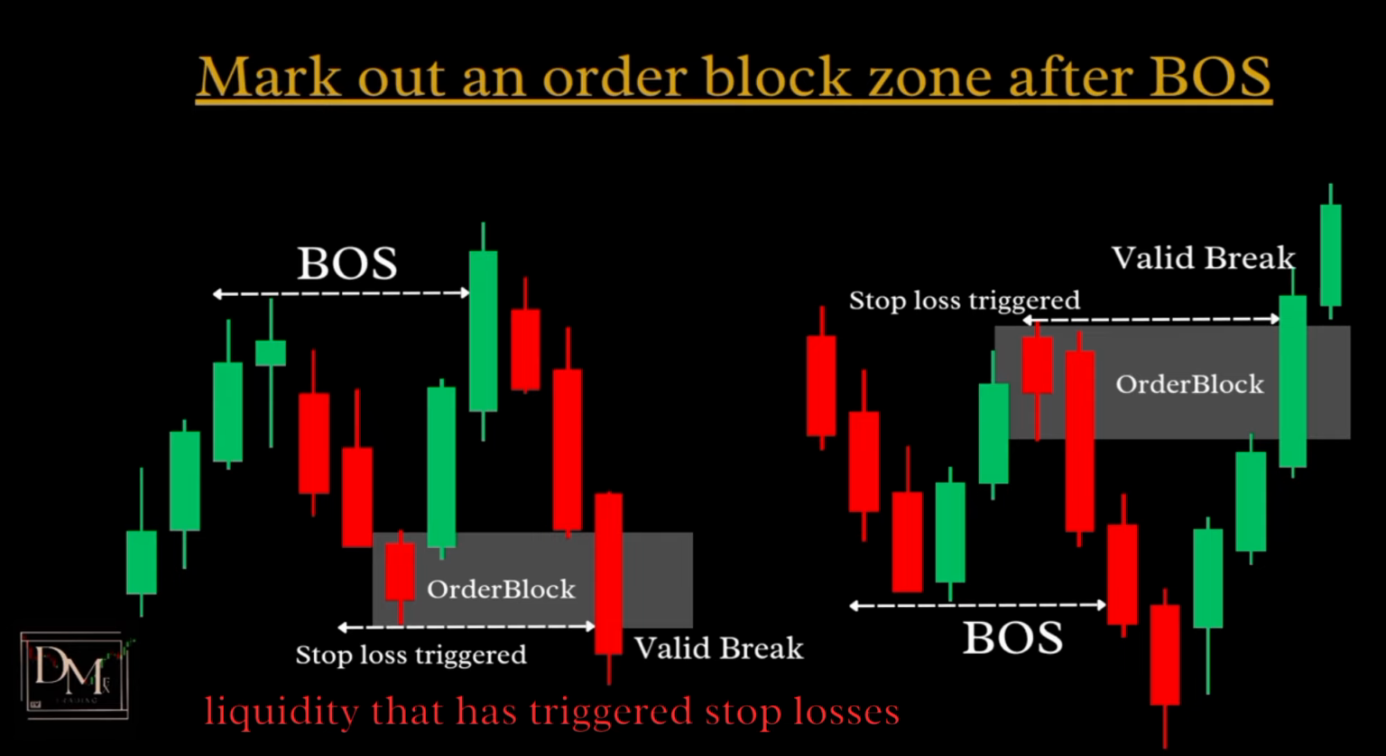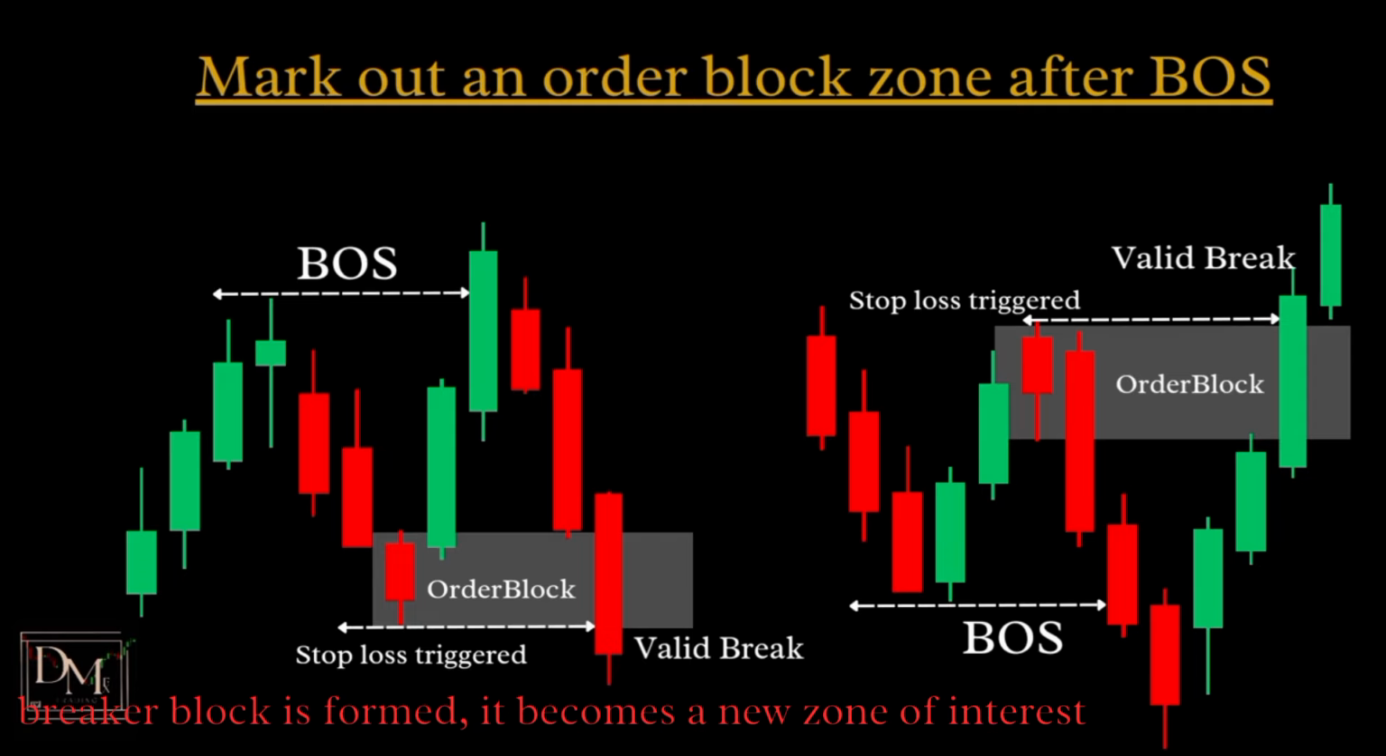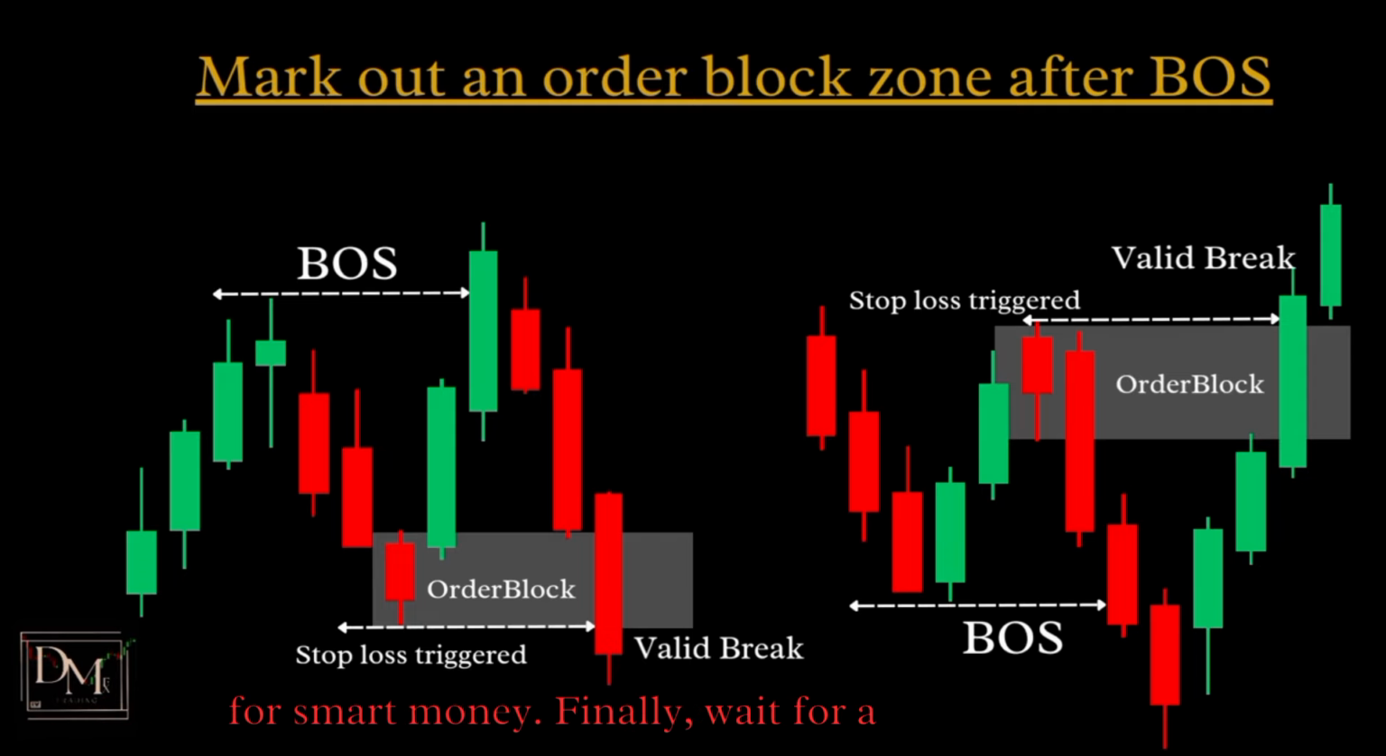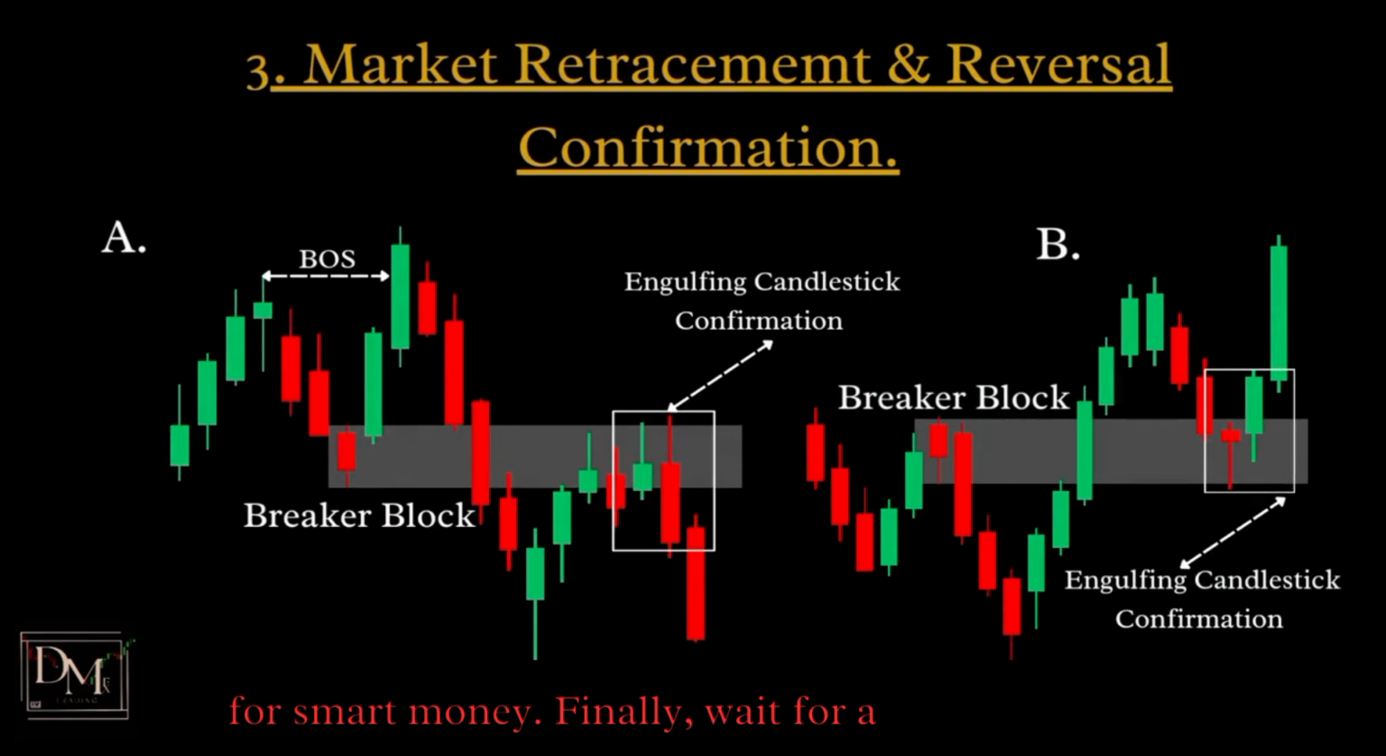The market uses the liquidity, that is the triggered stop losses around the order block, to fuel its next move in the opposite direction. Once the breaker block is formed, it becomes a new zone of interest for smart money. Finally, wait for a pullback and confirmation.